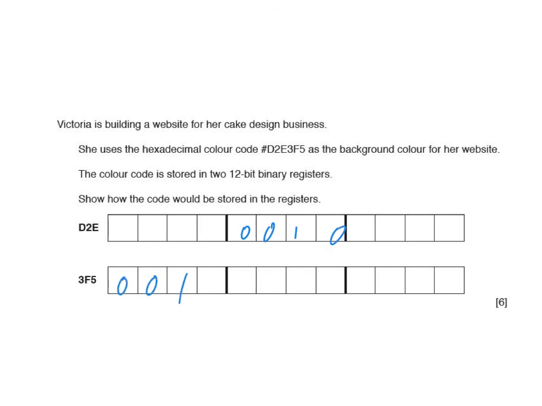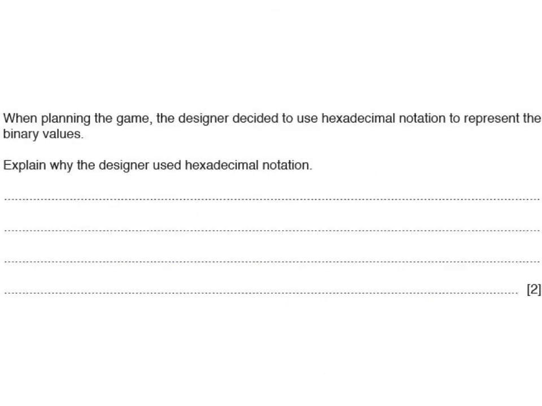3, 0, 0, 1, 1. F 1, 1, 1, 1. 5, 0, 1, 0, 1. E 14. Easy. And D 1 less is 13, so 1, 1, 0, 1. Easy 6-mark question. If that comes up in your exam, you'll be pleased.